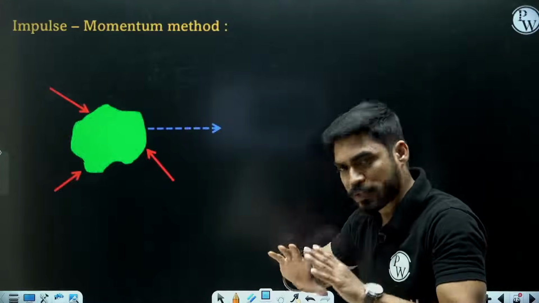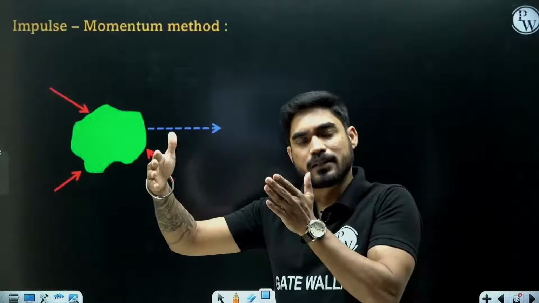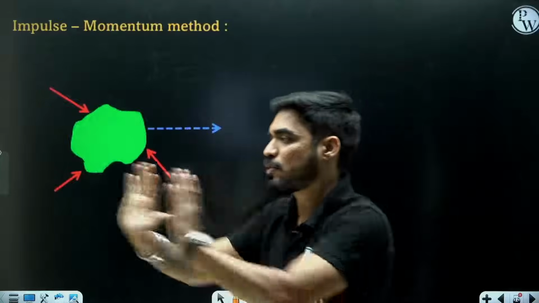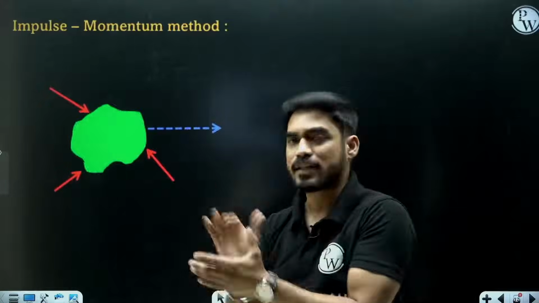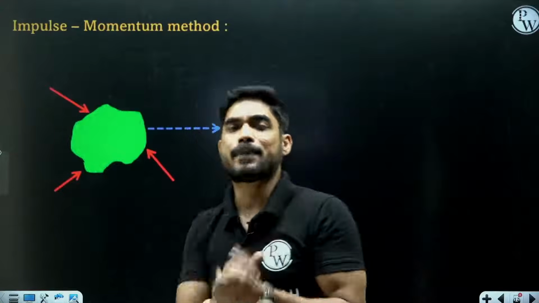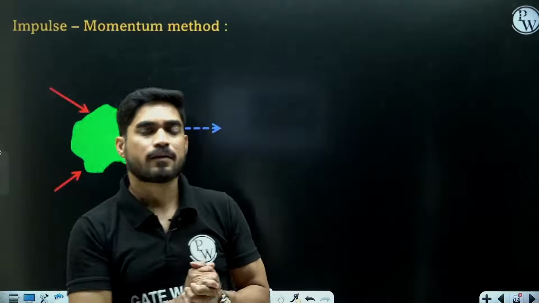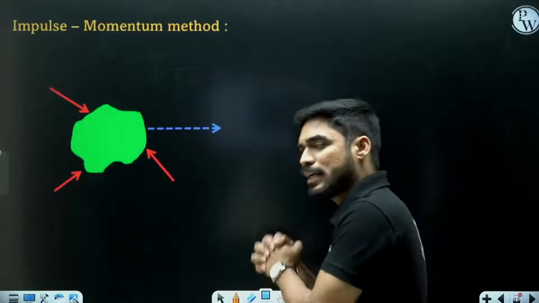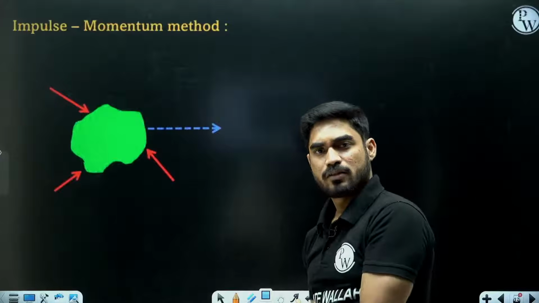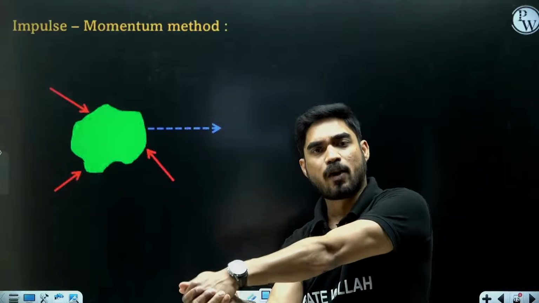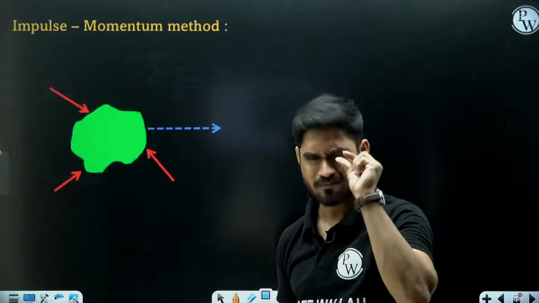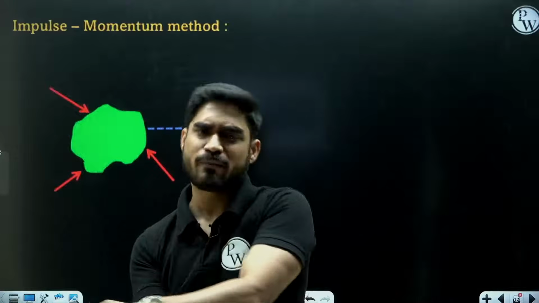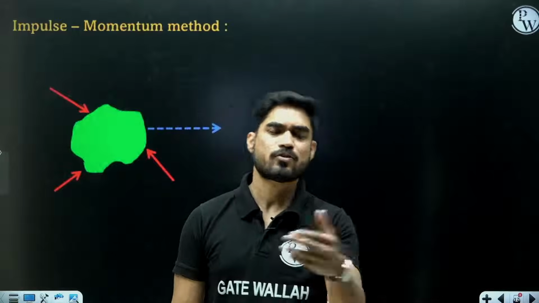So the force multiplied by the duration for which this force was applied. Let's say I applied the force for 1 second. The force multiplied by this 1 second is known as impulse. You can have different examples of impulse. For example, when you hit a ball with a cricket bat, you are applying a force on the ball for some duration, right? For some instant, for example 0.1 second. So force multiplied by that time is known as the impulse.